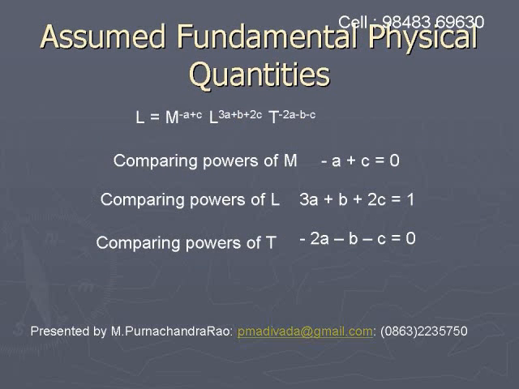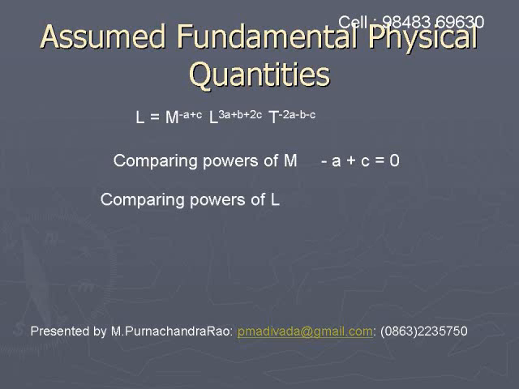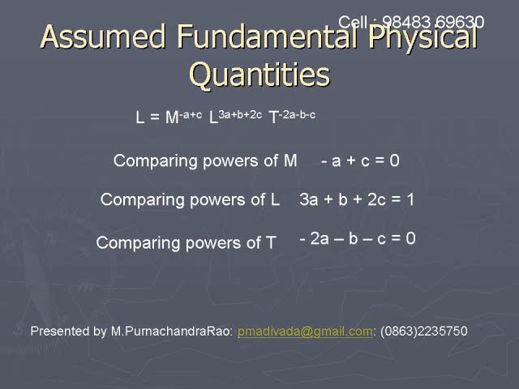Comparing the powers on both sides, from the powers of M we get minus a plus c is equal to 0. Comparing the powers of L, we get 3a plus b plus 2c is equal to 1. Comparing the powers of T, we get minus 2a minus b minus c is equal to 0.